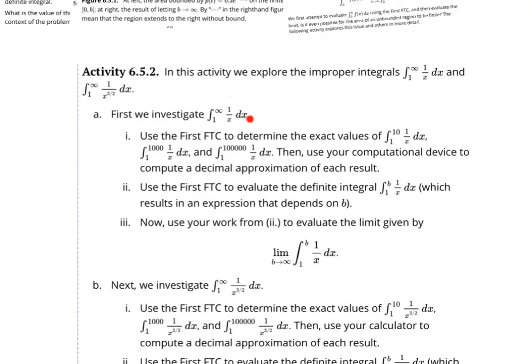Leaving aside this improper integral, we want to start by calculating some integrals that are more familiar. We should know by now what the antiderivative of 1 over x is. You're going to get a decimal approximation of each answer. Then you're going to, instead of having this upper limit of integration be a number, have it be the letter b. When you calculate this integral, you should end up with an expression that involves b. Then you're going to take the limit as b goes to infinity.